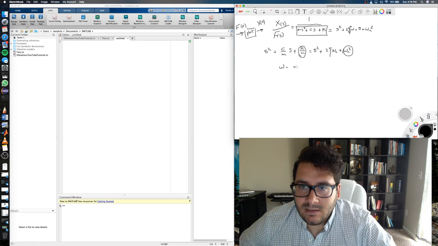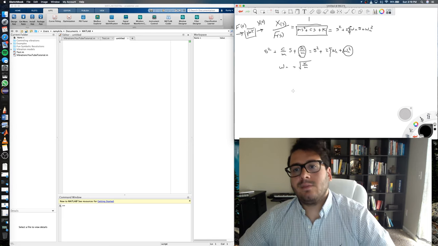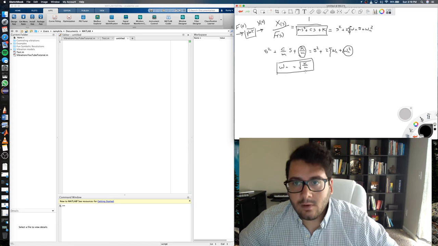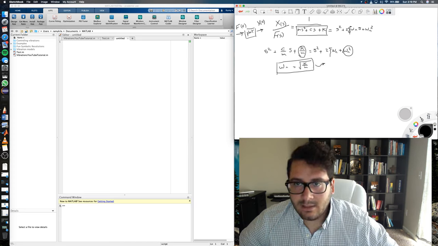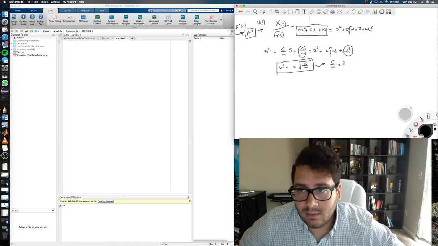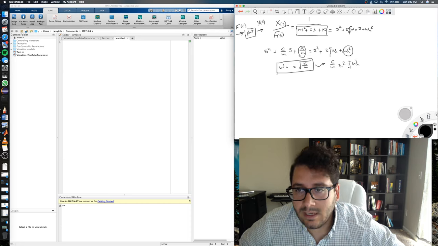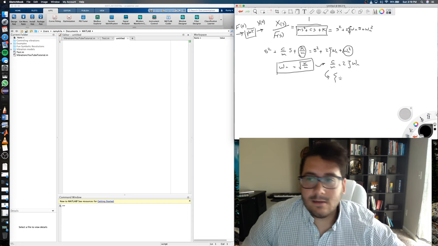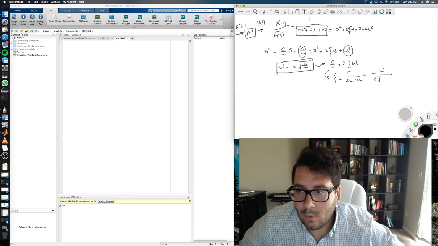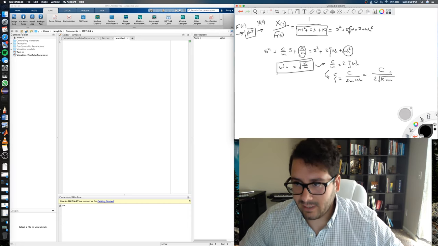Omega n is equal to square root of k over m. So I can describe right away my natural frequency as a square root of k over m. Another thing I can get from here is my damping constant. So I have c over m is equal to 2 zeta omega n. So I can isolate zeta as c over 2 m omega n, substitute in omega n to get c over 2 square root of k m. So this over here is equal to zeta.